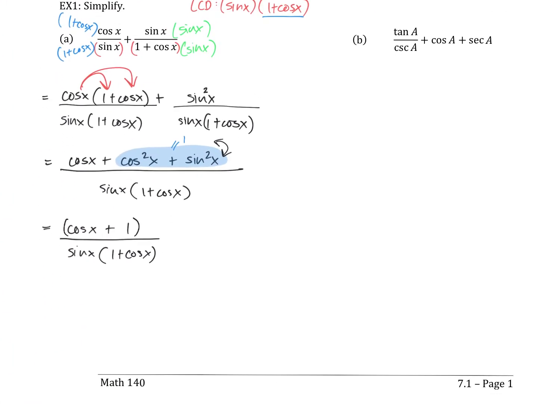And then you might have noticed, but we have the same factor in the top and the bottom. 1 plus cosine x is the same thing as cosine x plus 1, which means these guys can cancel out. And we're left with 1 over sine of x, which at the moment is still not just one trigonometric term. That is the reciprocal of a trig term. So can I simplify that?